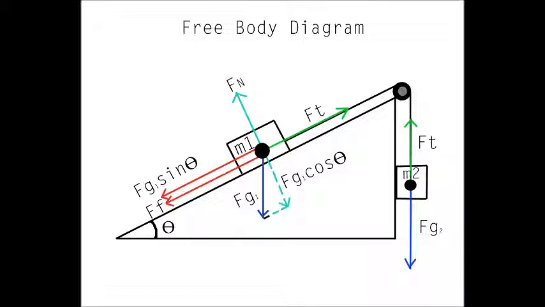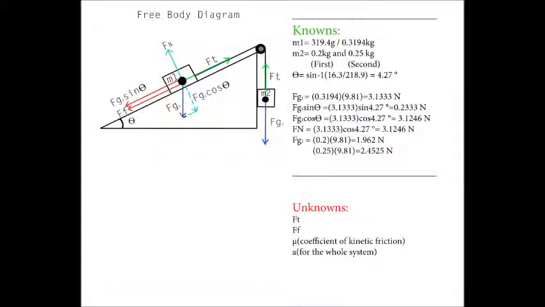On the other hand, with mass 1, we examine the forces parallel and perpendicular to the surface of the incline. On the parallel, which is the x-axis, we have Ft acting on one side, while Fg1 sine theta and Ff act on the opposite side. On the perpendicular component, which is the y-axis, we have Fg1 cosine theta acting towards the surface, while Fn acts in the opposite direction. Don't forget to determine the Fg1 as it is used to find the perpendicular components.